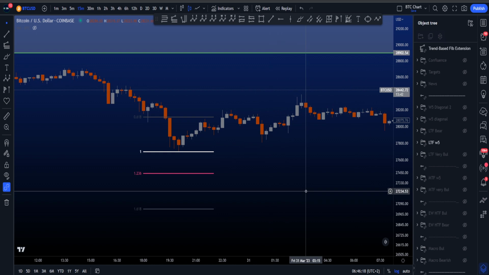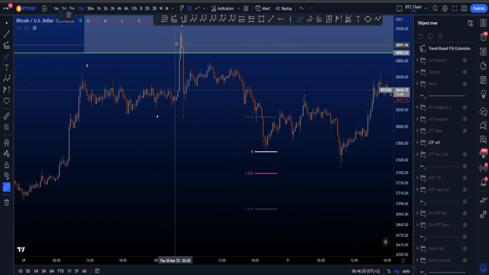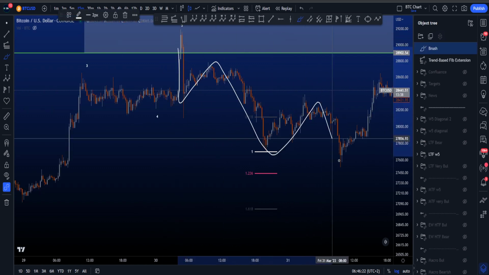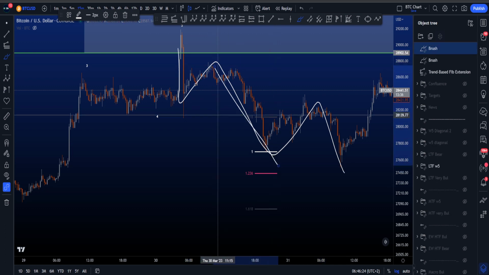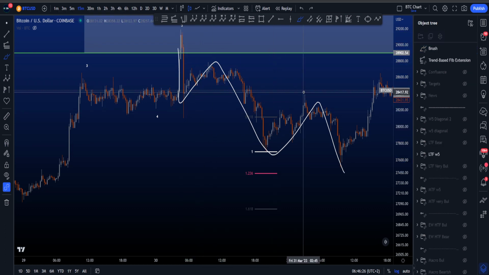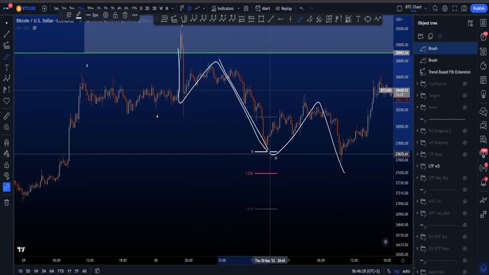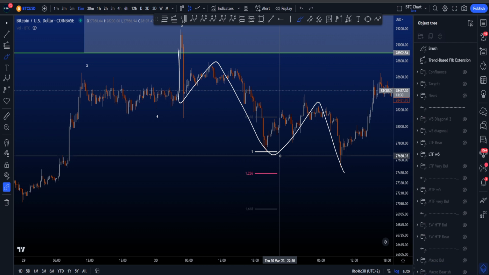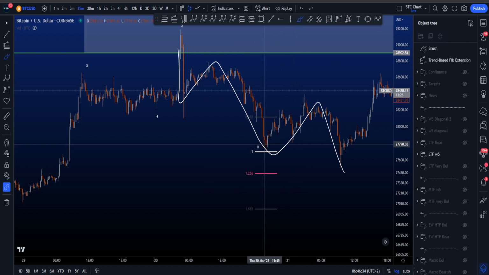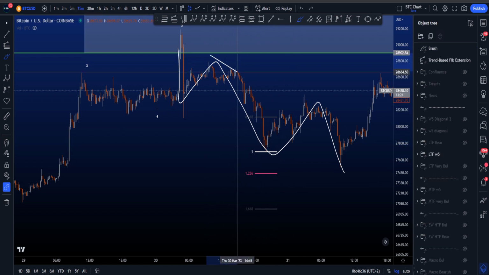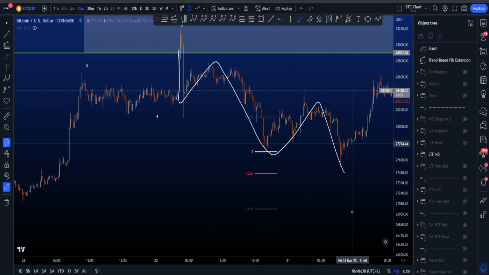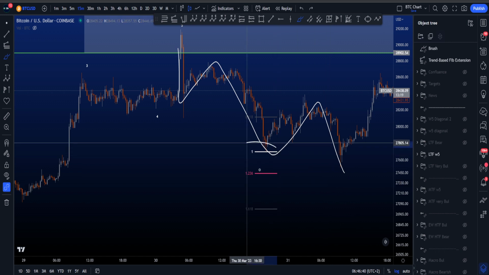So if this is a wave 1, 2, 3, 4, 5, wave 3 should be shorter than wave 1, and wave 5 should be shorter than wave 3. Else you're going to get an expanding diagonal, which is a very rare pattern. So in this scenario, the only way you could make this valid is saying, hey, this is an expanding diagonal. But that's so rare that I just don't like this.